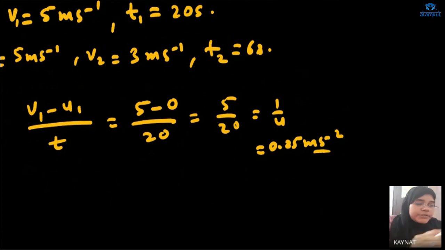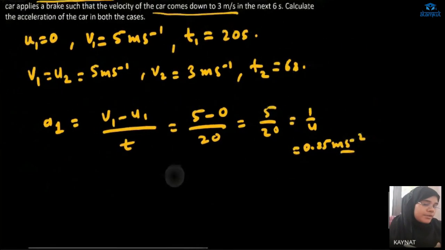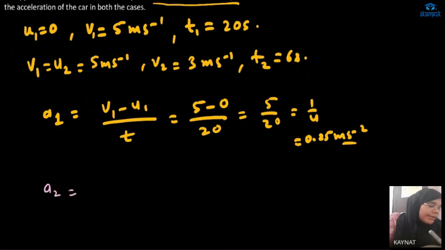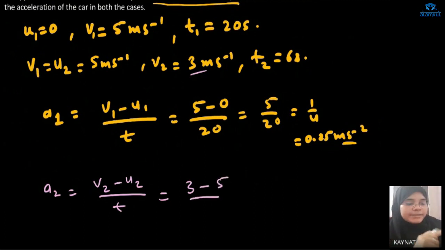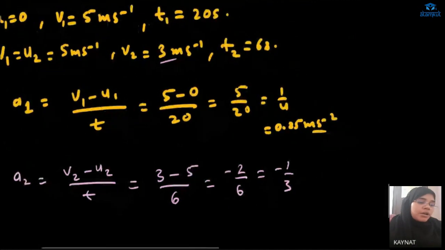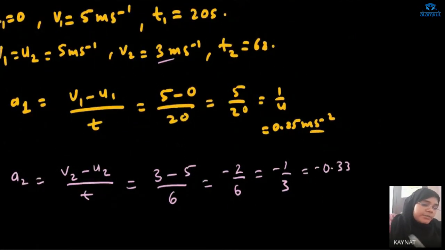Don't forget to write the unit. Now for a2, it will be (v2 minus u2) by t. Here v2 is 3 and u2 was 5. Because it had applied the brakes, it will be negative acceleration. You will get a negative number. 3 minus 5 will be negative, of course. t is 6, so 3 minus 5 will be minus 2 by 6. It will be minus 1 by 3, or you can say minus 0.33 meter per second square.